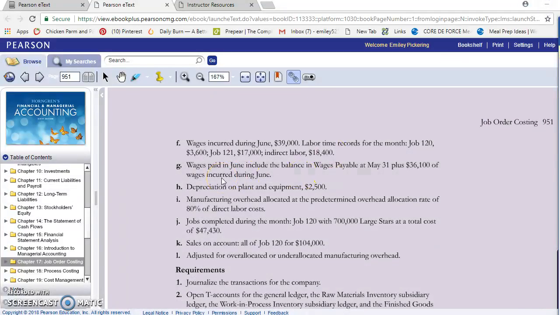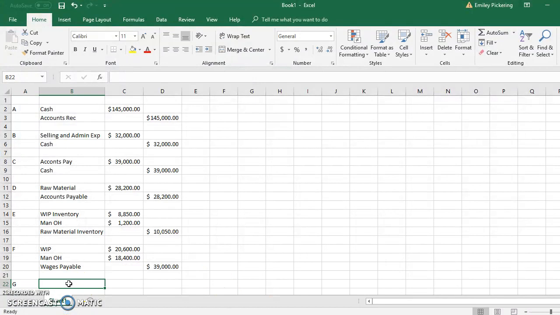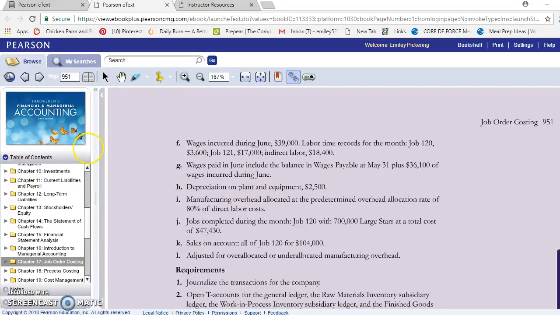Which is wages were paid of 36,100, and then the wages incurred in June. So 36,100 of wages and whatever was the remaining balance. So let's set it up first. So we have wages payable. That's going to decrease, and then we have cash. So our wages payable we know is going to be the 36,100 plus whatever the balance was left in June. I'm sorry, not June, in May.